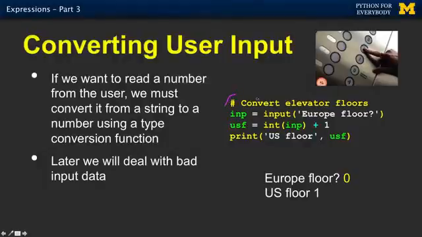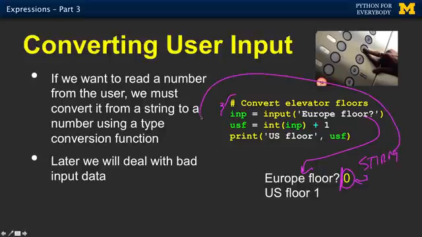A comment: convert elevator floors. That has nothing to do with Python. It has to do with you or me reading about this. Then input. Well, remember, input prints out the prompt and then pauses and waits. And then we type, and then we type the enter key, right? And then this 0, this is a string. This string ends up being input in the variable inp.